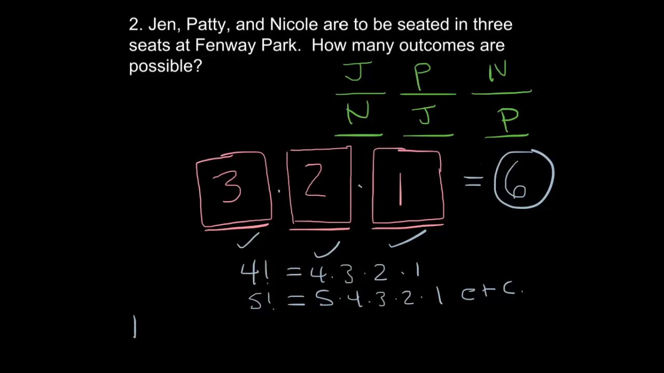So factorial in general: n factorial is the number n times the one below it, which is n minus 1, times the one below that, which is n minus 2, n minus 3, all the way down to 2 and then 1. So that's just a definition of factorial. Let's look at the next problem.